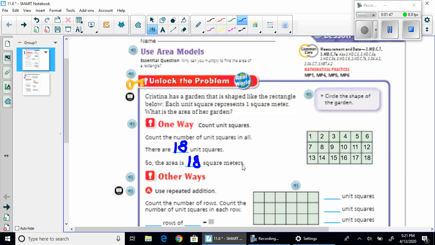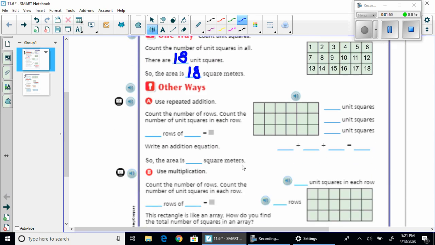Okay, we're going to scroll down below. Another way to show it is by using repeated addition. This was also another strategy that we used when we were multiplying. First we're going to count how many rows we have. I'll go over to our rectangle here, and first we will count our rows. Remember, rows are up and down. So I count 1, 2, 3. I have 3 rows.